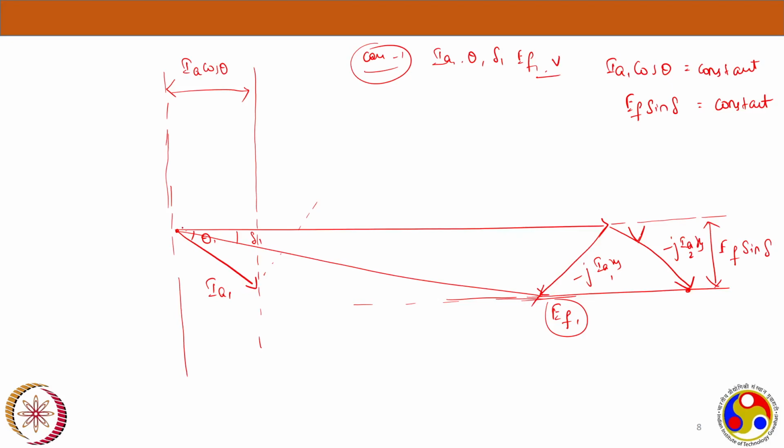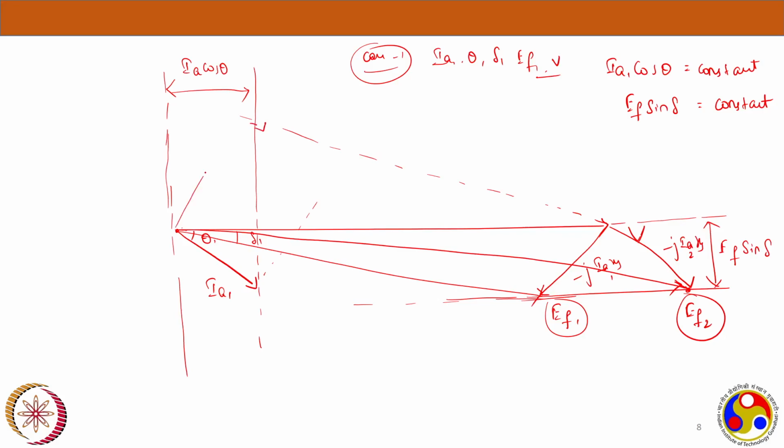So this is my EF2. So just draw the perpendicular of this onto this particular axis. Okay, assume this is the perpendicular. I have not got the exact perpendicular. So this is the perpendicular.